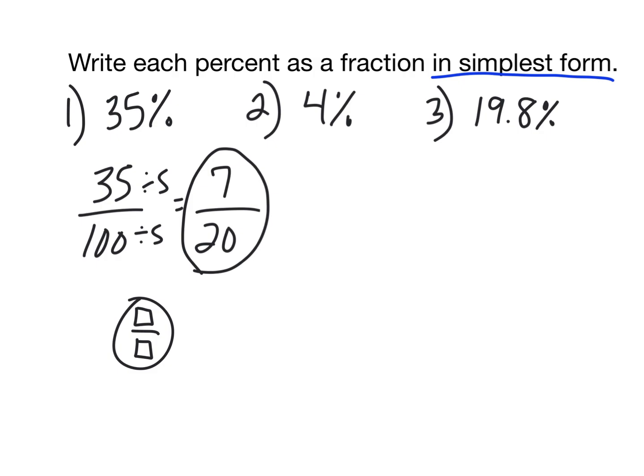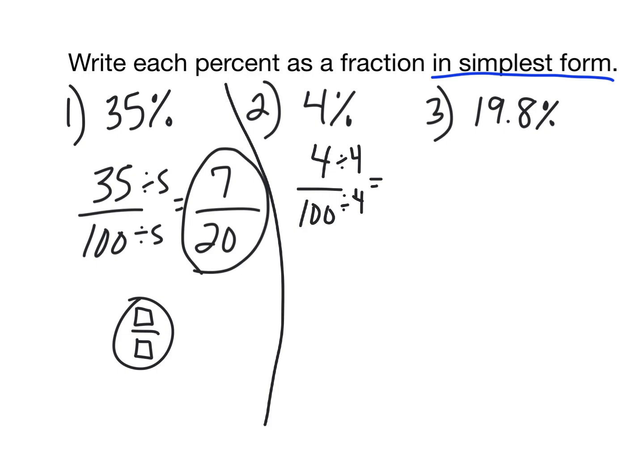So on number 2, we've got 4%, so that would be 4 out of 100, and that can be reduced down. Those are both divisible by 4, and that would be 1/25. If you don't see they're divisible by 4, you could see they're even and reduce them by 2, and then you'd be able to reduce by 2 again.